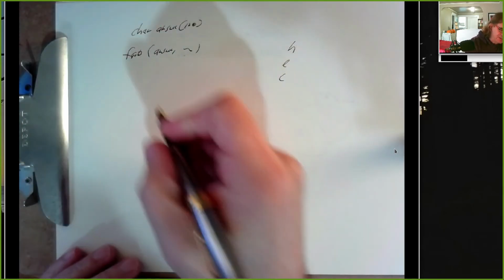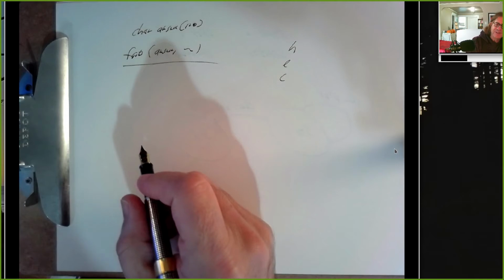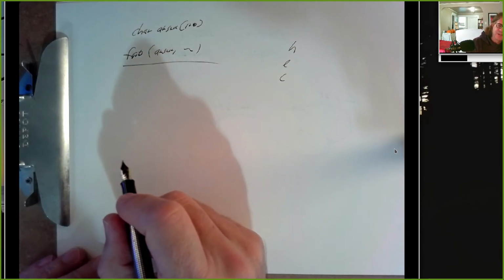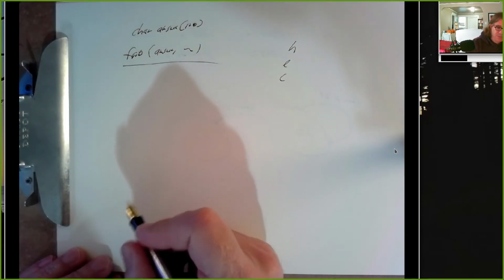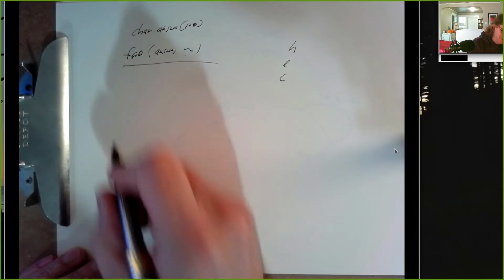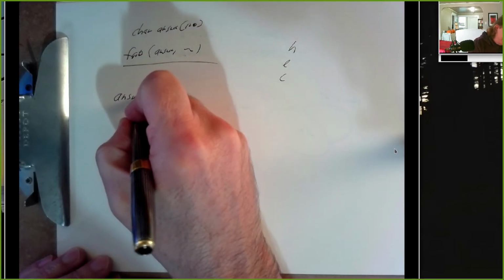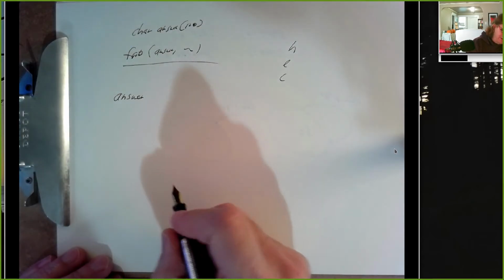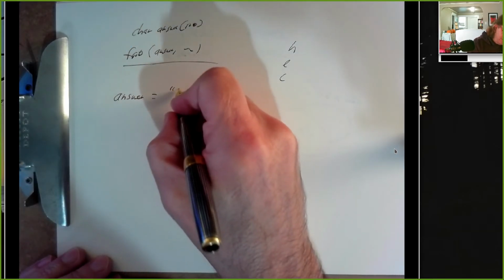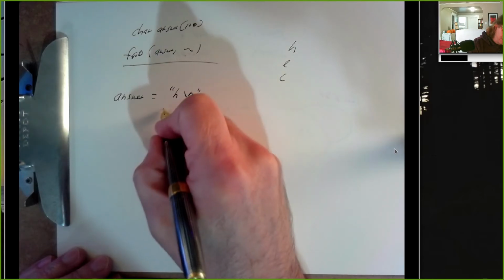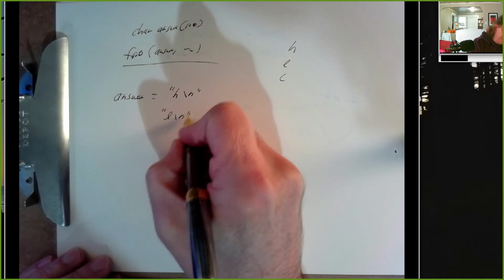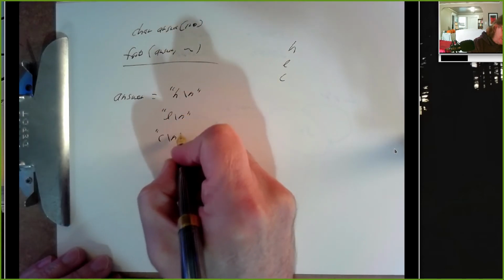So do your fgets, get your answer back, right? Remember, fgets is going to put a new line on the end, along with a null terminator. So there's 3 valid possibilities for answer. It could be an H followed by a new line. It could be an L followed by a new line. It could be a C followed by a new line.